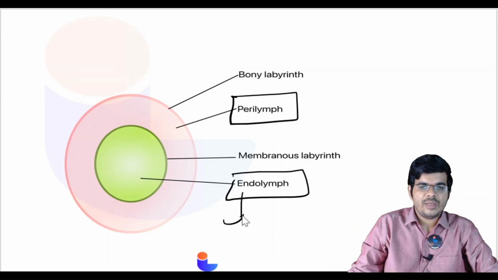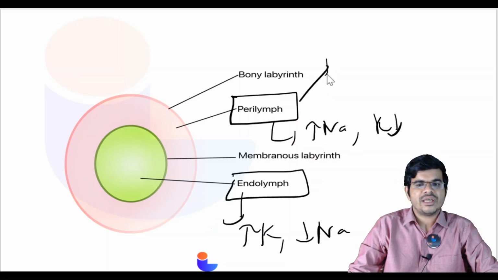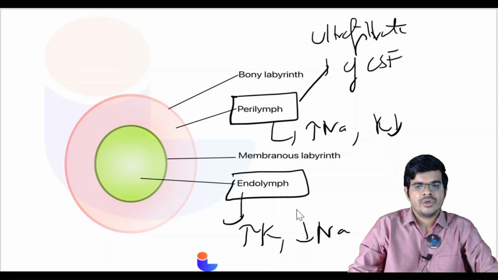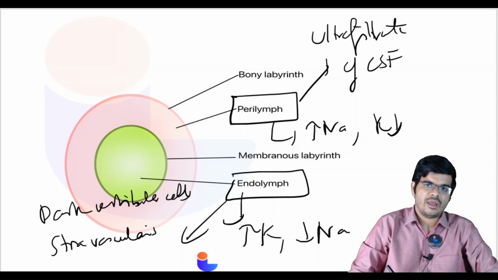The endolymph is high in potassium and low in sodium, whereas in perilymph it is sodium which is high and potassium which is low, because the perilymph is an ultrafiltrate of CSF, whereas endolymph is secreted by the stria vascularis in the cochlea and the dark vestibular cells in the labyrinth area. This is something which you have to know.